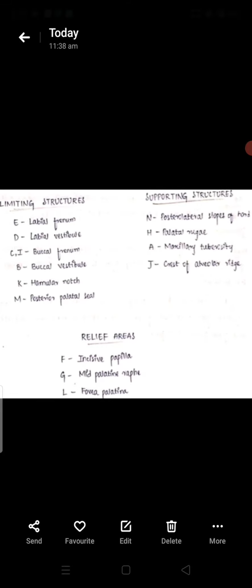Anterior is the incisive papilla, which is present slightly posterior to the maxillary central incisors. Second is the mid palatal raphe, which is present in the middle, where the mid palatal suture of the hard palate is present. Third is the fovea palatini, which is present at the posterior extent of the palate. So the relief areas are the anterior incisive papilla, the middle mid palatal raphe, and the posterior fovea palatini.